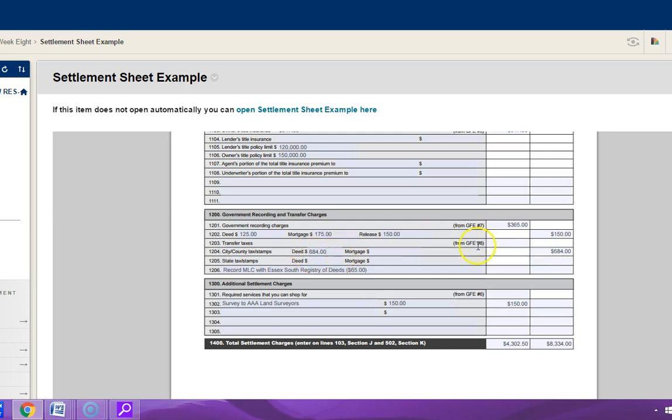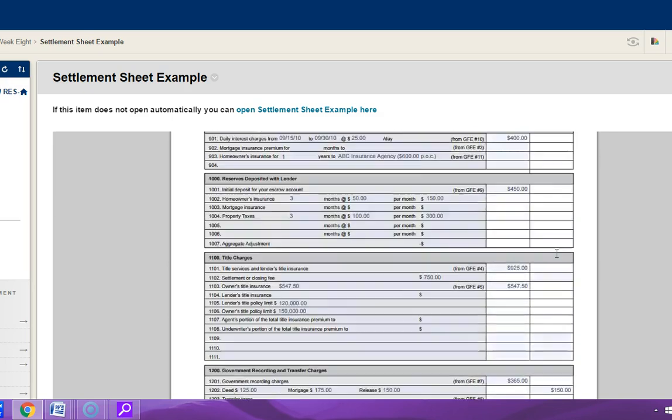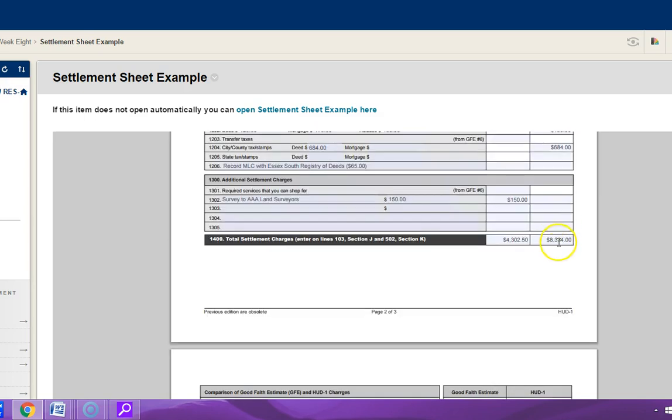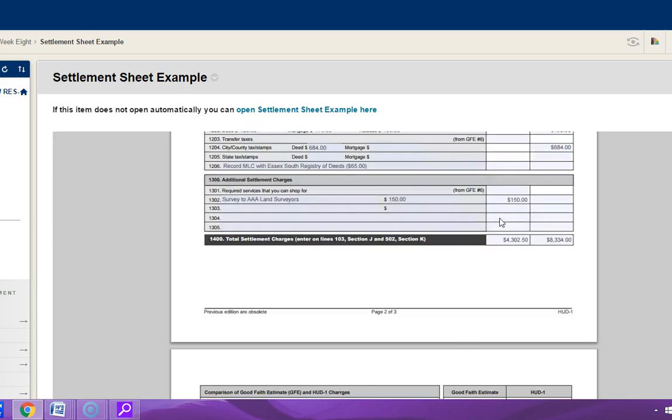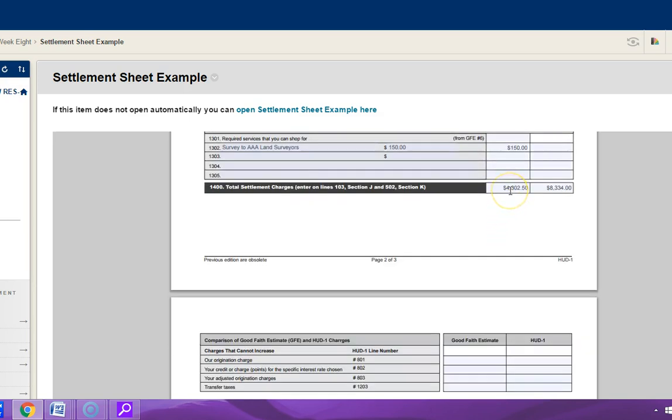So this number is going to vary based upon the purchase price. The higher the purchase price, the higher this number goes. And the seller pays that, so it appears over here. Then you total everything in your seller's column and you put it right there. And then you total everything in your buyer's column and you put the number right here.